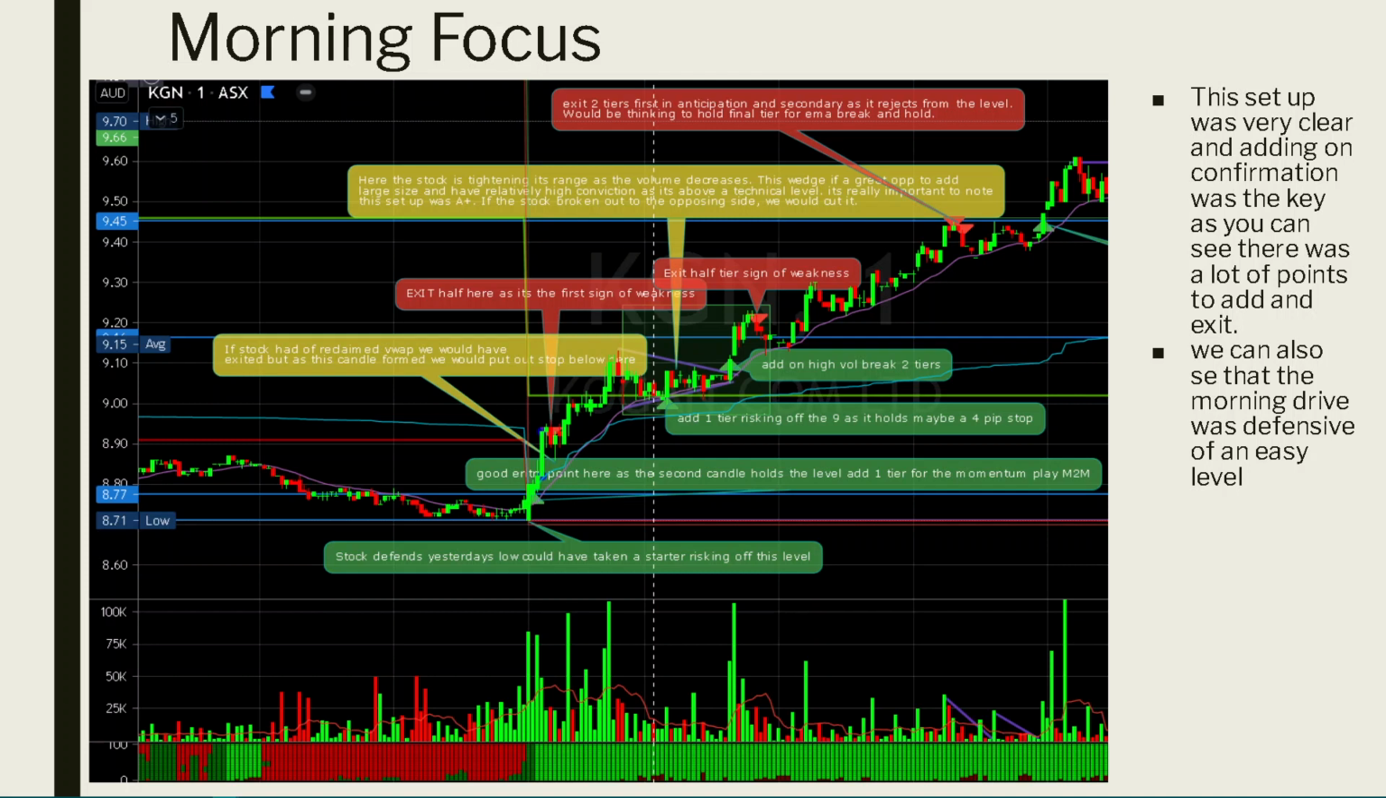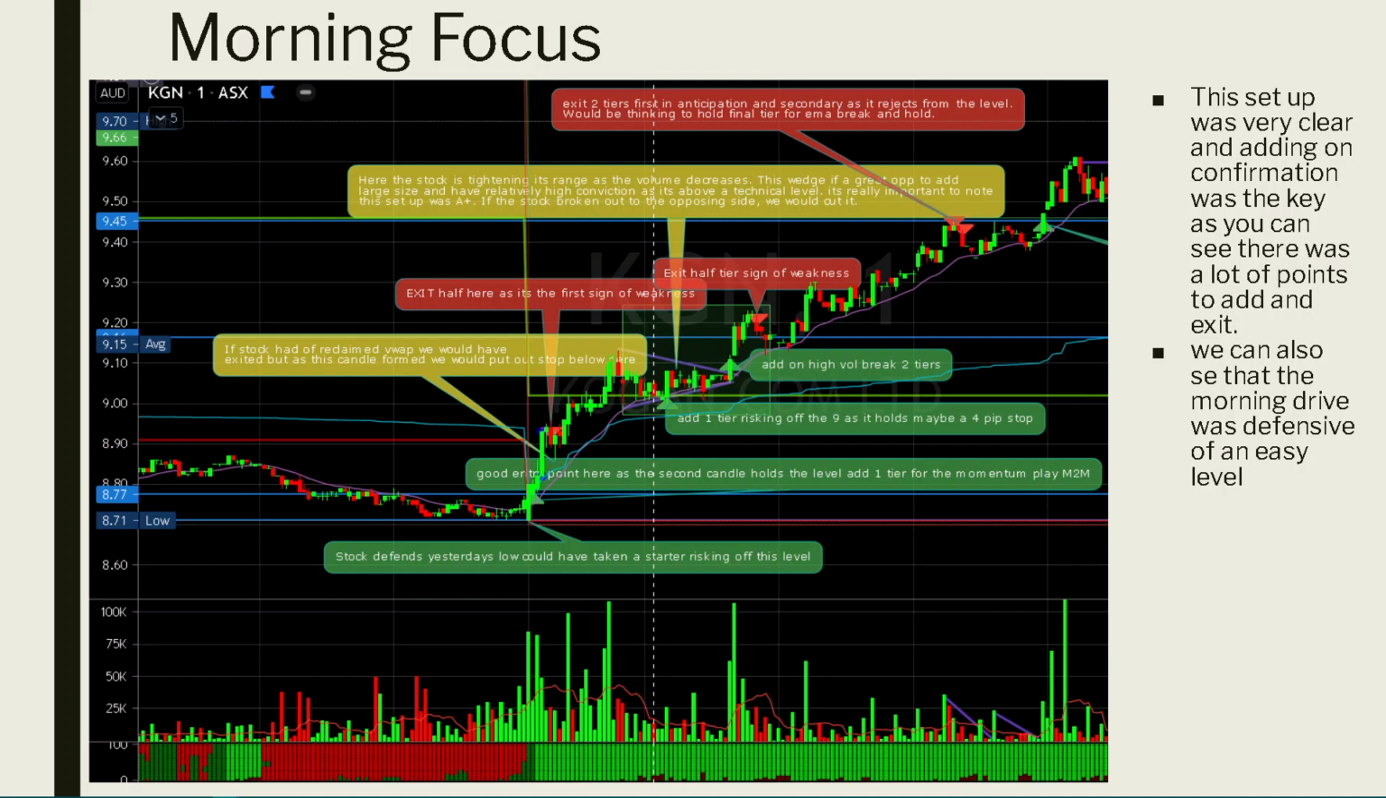And then as it rallies up, you first would exit into the first sign of weakness, and then any adds that you would have had, you would not have held them through VWAP. So the VWAP reclaim was your sign of your stop.